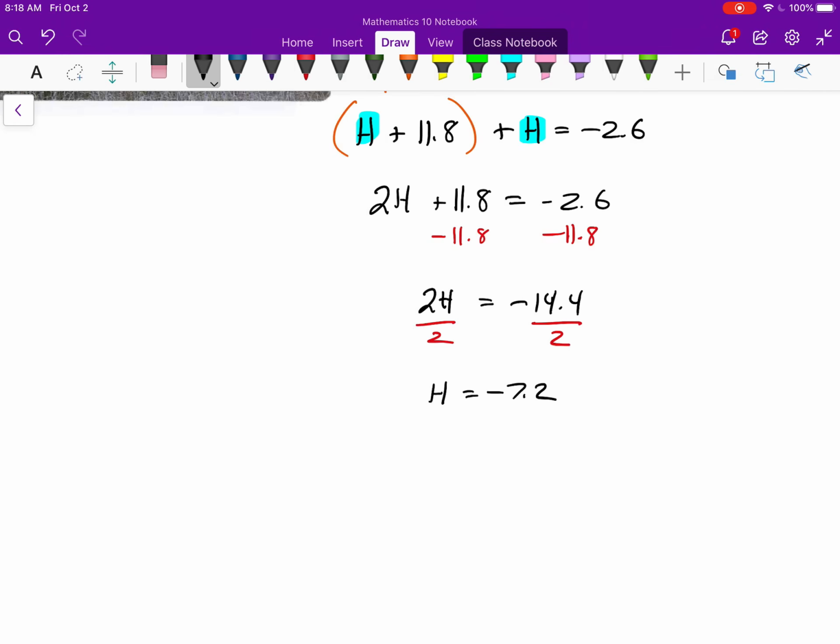So what does that mean? That means the average high temperature in 100 Mile House in January is negative 7.2 degrees Celsius. There's one of my two answers. But I also need to figure out for White Rock.